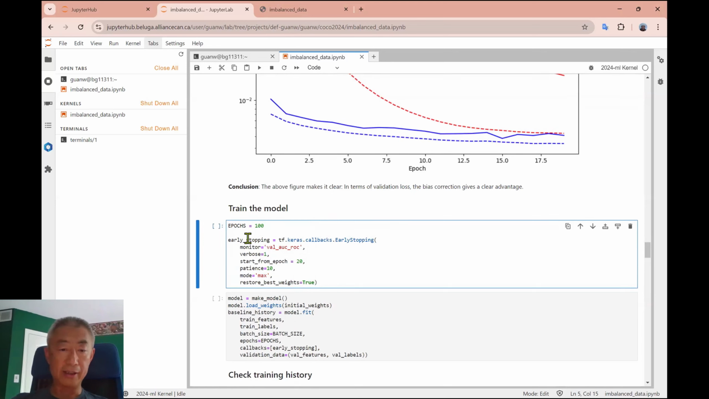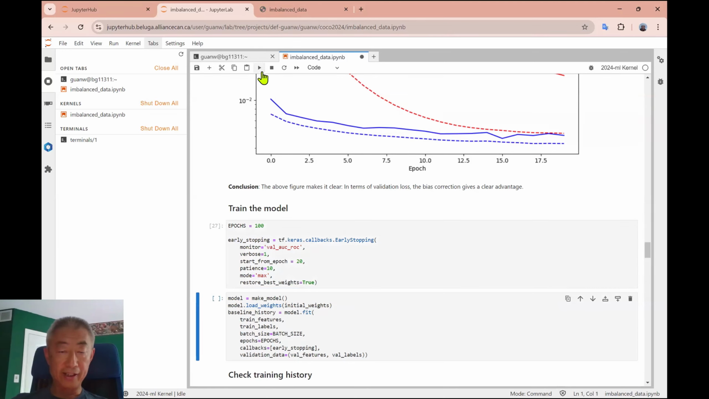Okay. So next, I'm gonna train the model with a lot more iterations. So I define the maximum as 100, but I can do an early stop by watching the area under the curve that was measured on the validation dataset. So let's do that. I define that and let's run it.